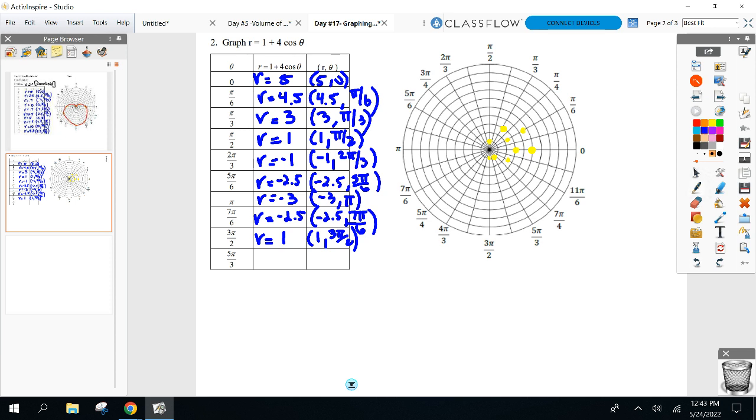All right, let's finish it. 5 pi over 3. R equals 3. Wait, what? We go out to 3. 1, 2, 3. All right, we ready for this bad boy? Where you started and where you went and finished.